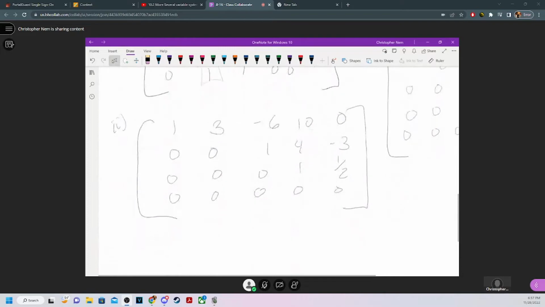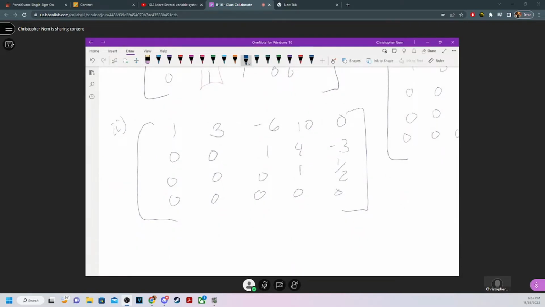Let's look at the second one. Where are your leading entries located? Your leading entries are located right here, here, here, and that's it. So we have 3 leading entries. They are all 1s, so that's good to go. Now, our rows of zeros are all at the very bottom. Yes, my rows of zeros are at the bottom. And these leading entries are all to the right of each other. So this is in row echelon form.